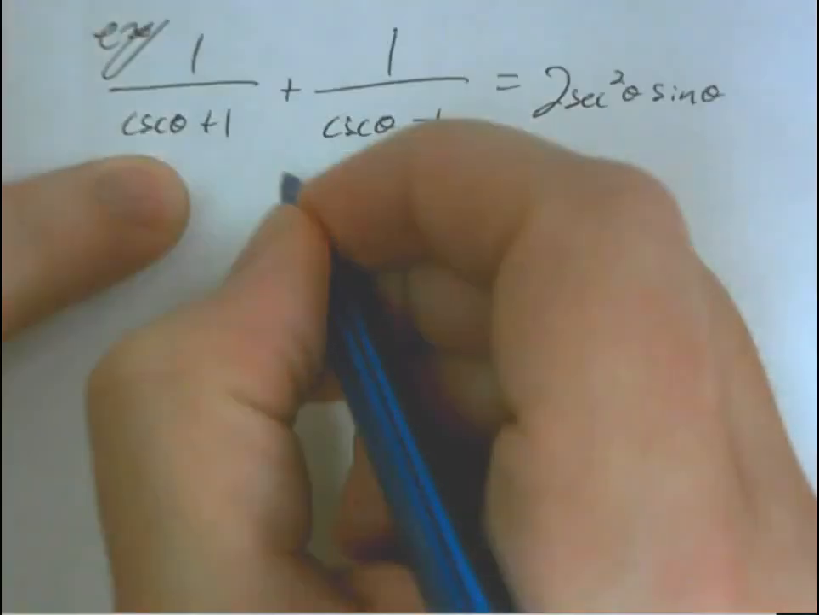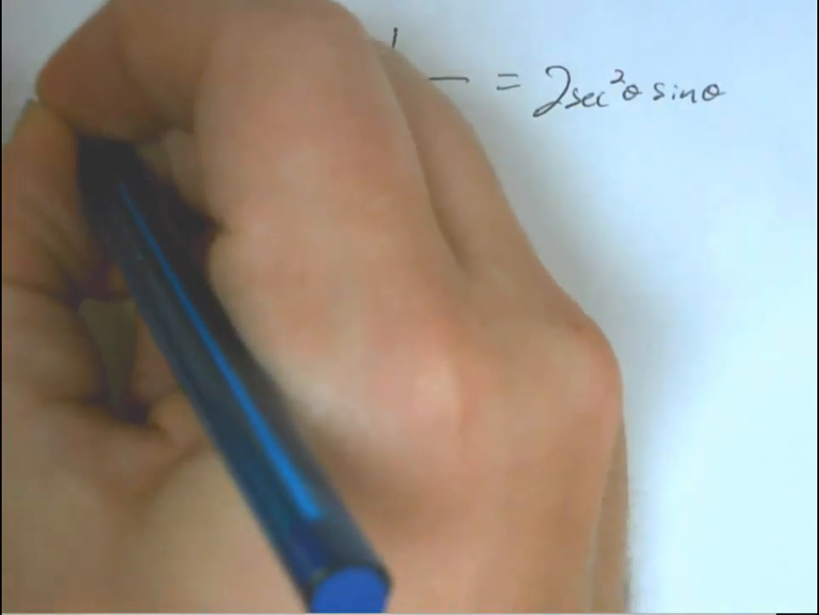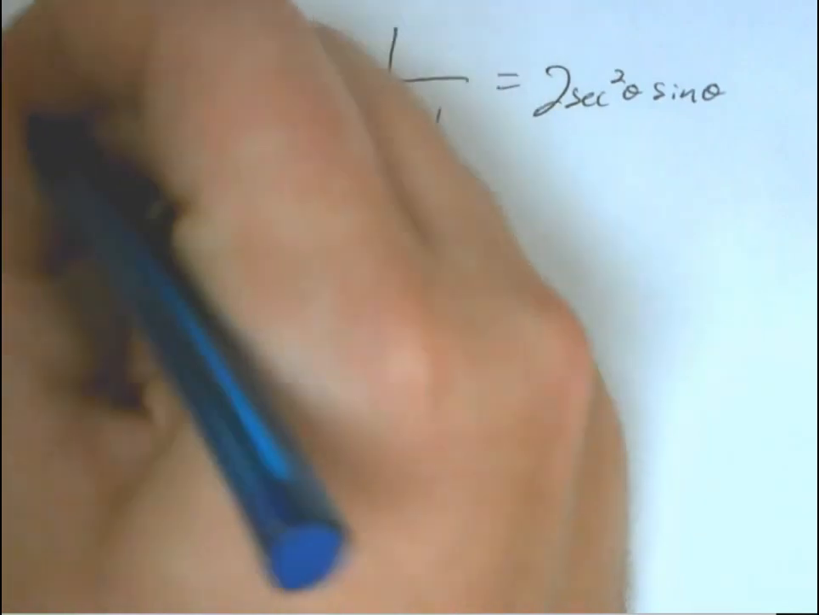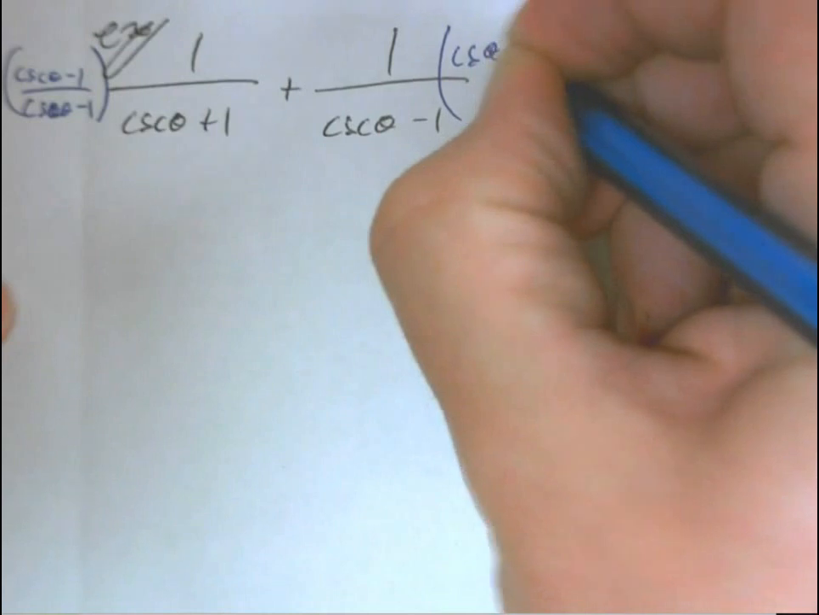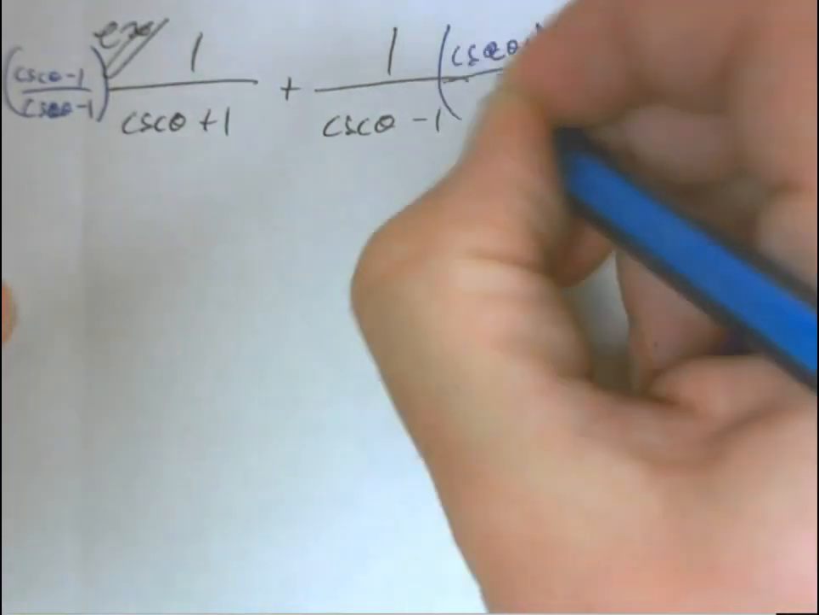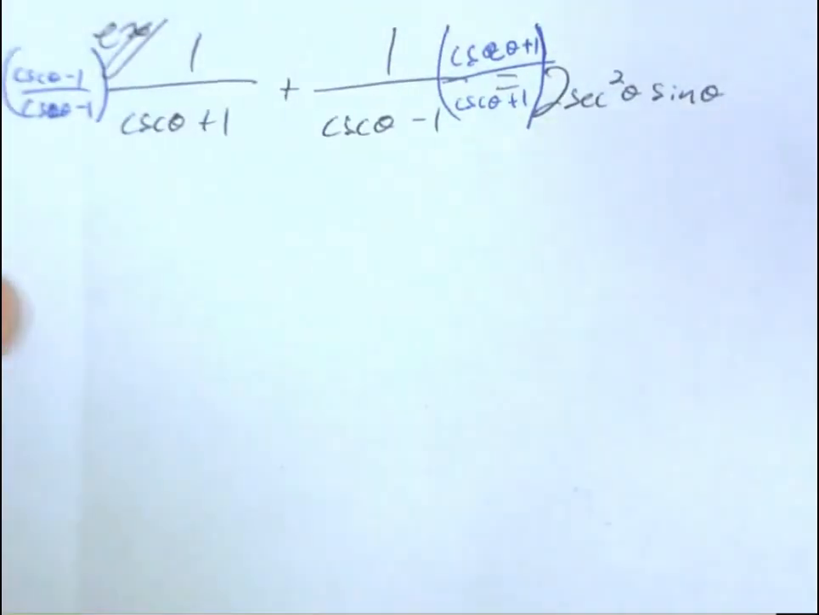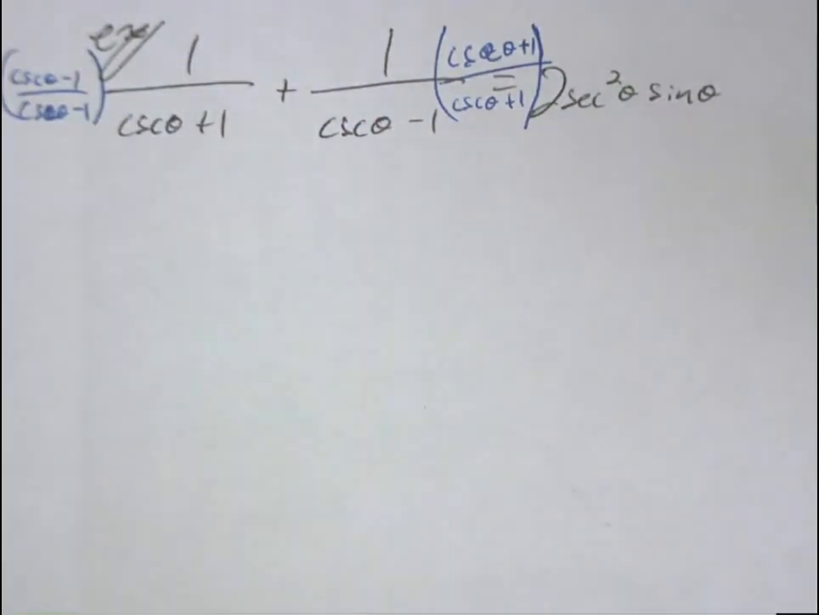So I need a common denominator. Cosecant theta minus 1, and cosecant theta plus 1. Yes. I wonder if they can even hear that.